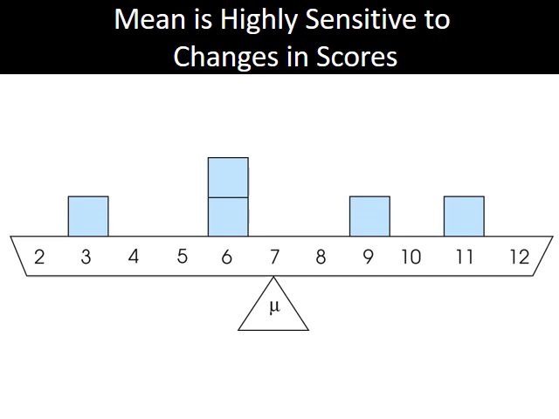Imagine where you could place a block that wouldn't change the mean. Well, right on top of it, right? So if you placed a block at 7, or 2 blocks at 7, or 3 blocks at 7, that wouldn't change the mean. Adding or subtracting a constant from each score changes the mean by the same constant. Multiplying or dividing each score by a constant multiplies or divides the mean by that constant. So the shape does a nice job of demonstrating how sensitive the mean is to changes in scores.